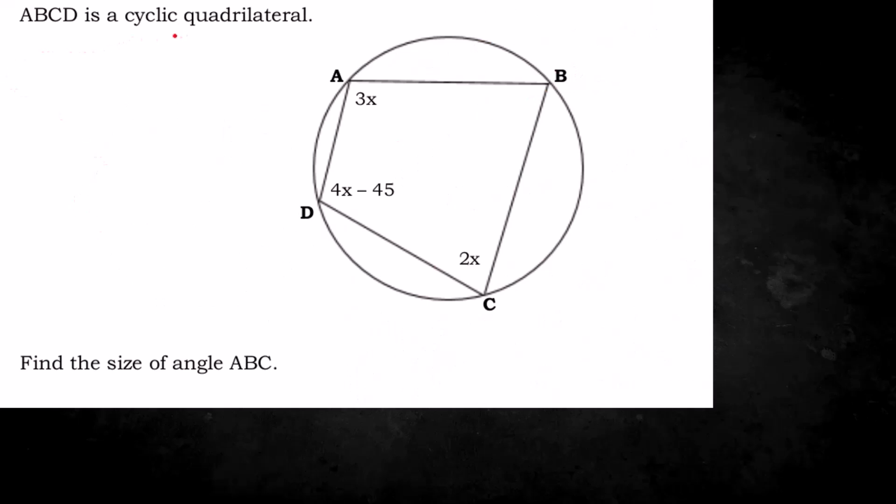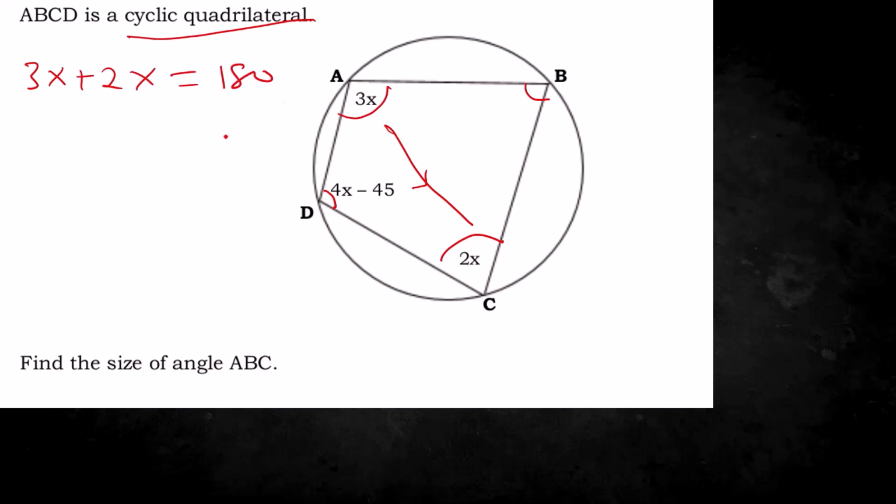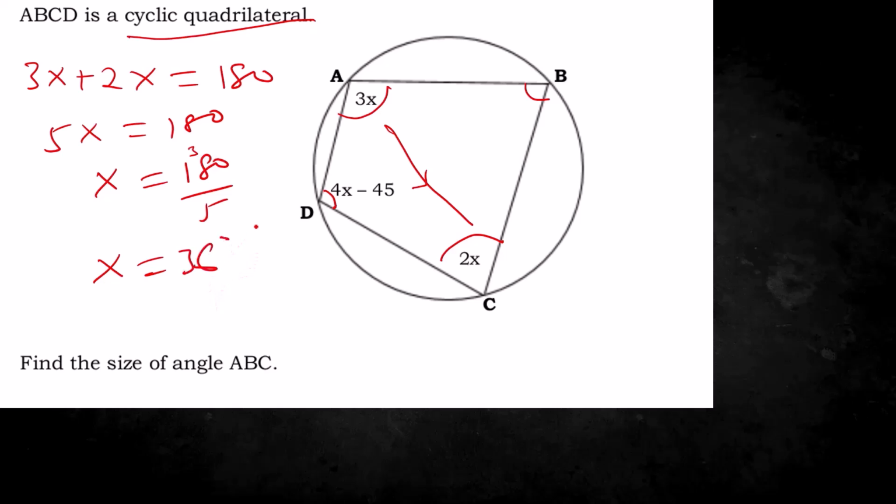Now ABCD is a cyclic quadrilateral. So if this one is a cyclic quadrilateral, the sum of the opposite angles adds up to 180 degrees. So we have 3x plus 2x will be 180 degrees. So 5x equals 180. x is the same as 180 over 5. So 36. So x is 36. But the question says we should find ABC.